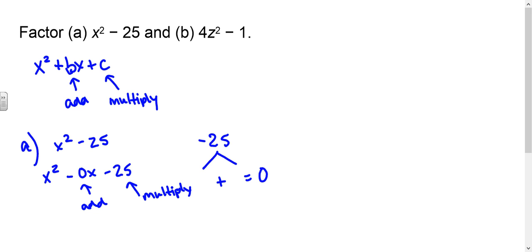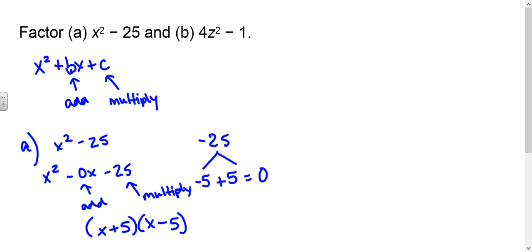So I'm trying to multiply to be a negative number. If I'm multiplying two numbers together and it equals a negative, then that means one number is negative and one number is positive. So what numbers can multiply to equal 25? Well, I've got 1 and 25, and I've got 5 and 5. Which ones, if you made one positive and one negative, would add up to equal 0? Well, it would be negative 5 and positive 5. So my factors would be x plus 5 and x minus 5.